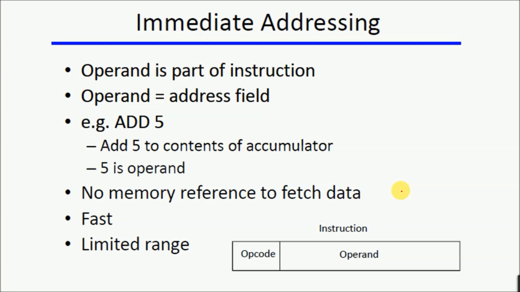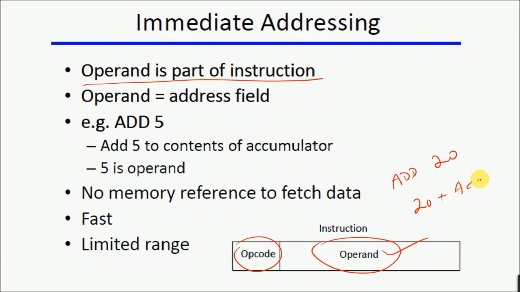In immediate addressing, the operand is part of the instruction. So we have the opcode and we have the actual operand placed inside the instruction. For example, in this case, add 20 will mean 20 plus the data of the accumulator. And this add will be instructed by the operation code. So add 5 to the contents of the accumulator, add 20 to the contents of the accumulator. That 20 or 5 or any number written there is not the address but the data. So no memory is involved in this kind of addressing. We are not taking any data from the memory, rather we are giving the data inside the instruction.